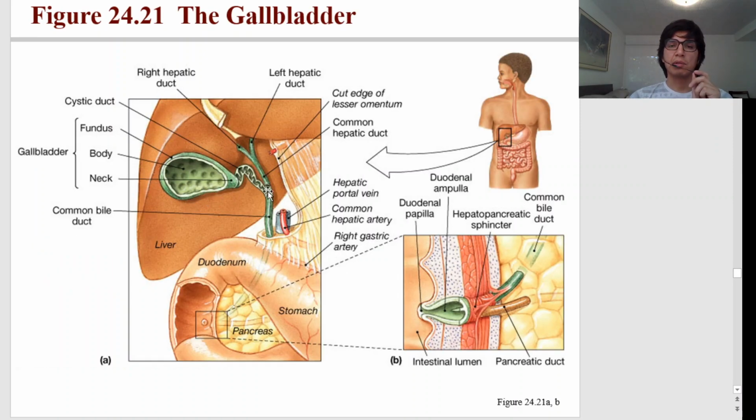Here we have a view of the gallbladder. Bile is being produced and eventually collected into the left and right hepatic duct. This comes through the common hepatic duct, and if we haven't had a meal, this bile goes through the cystic duct into the gallbladder for storage. And whenever a meal is ready, we release bile from the gallbladder through this sphincter into the duodenum.